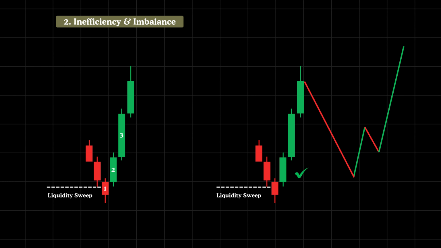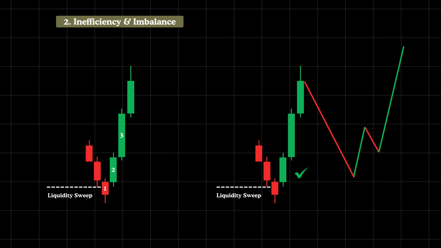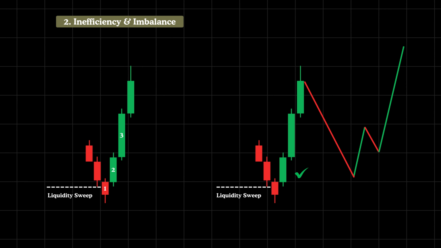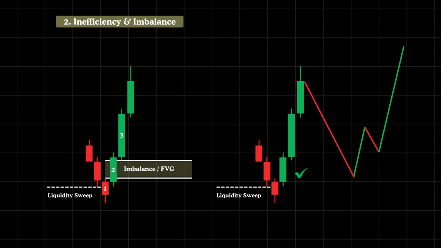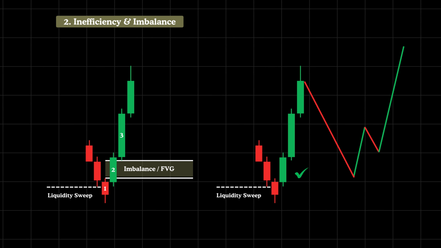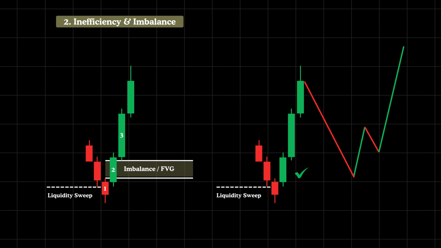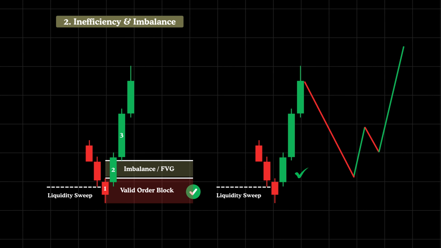After identifying the last bearish candle that breaks the low of its previous candle, the next thing to observe is the sharp bullish move that follows. In this move, you'll often notice a distinct price imbalance or inefficiency, which is key to validating an order block. Here's how to identify it.